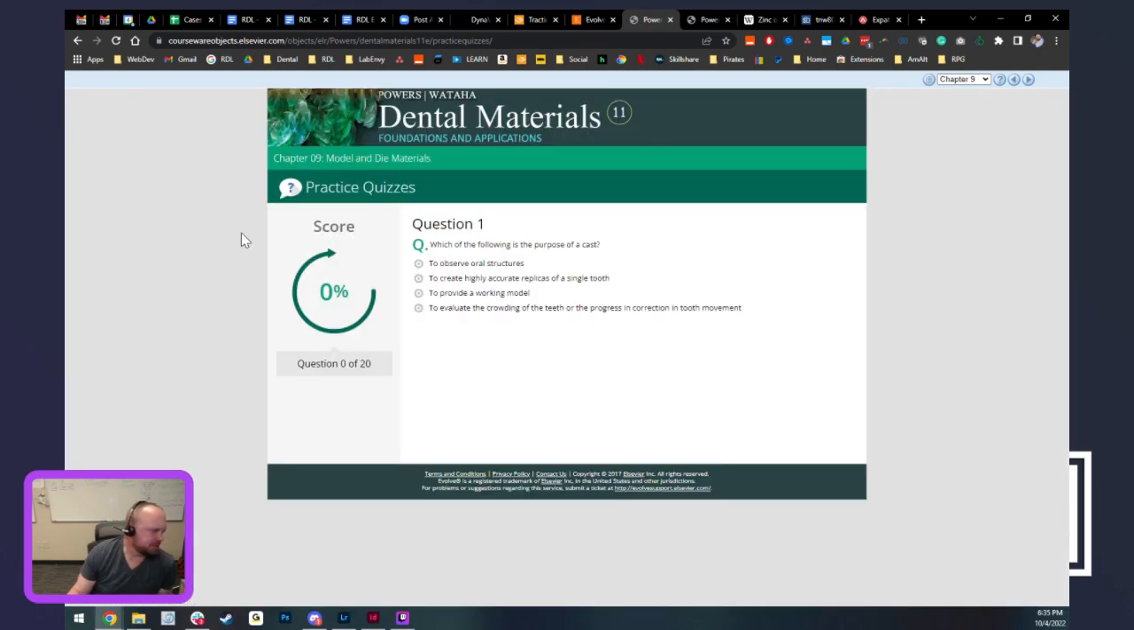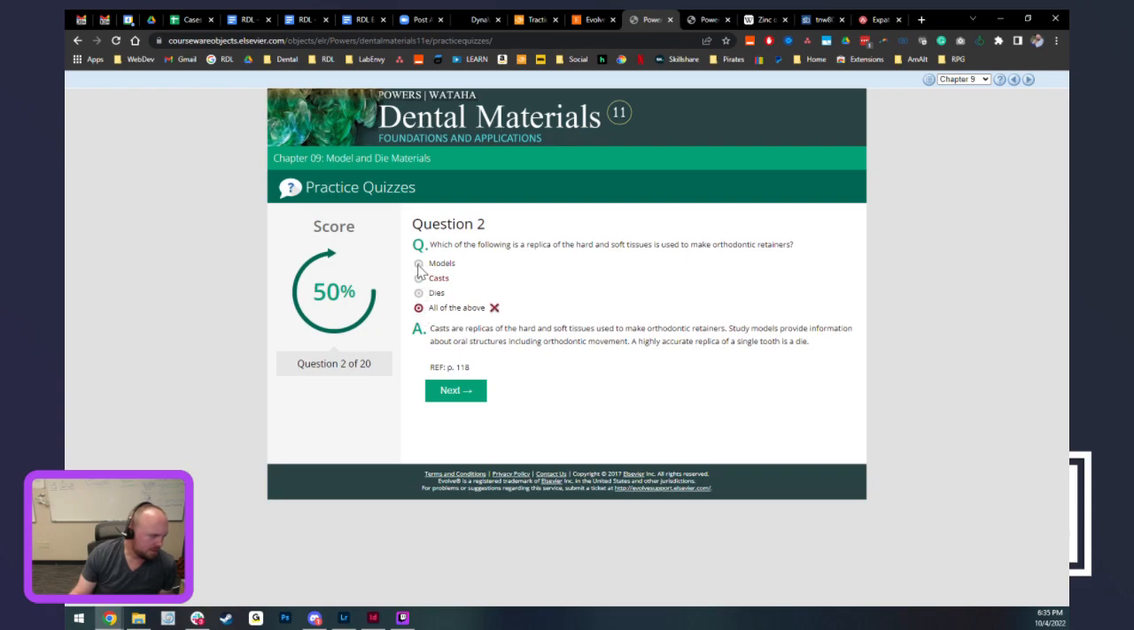Model and die materials. All right, which of the following is the purpose of a cast? To provide a working model. Done. Which of the following is a replica of the hard and soft tissues used to make orthodontic retainers? Well, you don't need dies, models, casts. Casts are replicas of the hard and soft tissues. Study models provide information about oral structures. Okay, when we're talking about the working thing, we're referring to a cast.